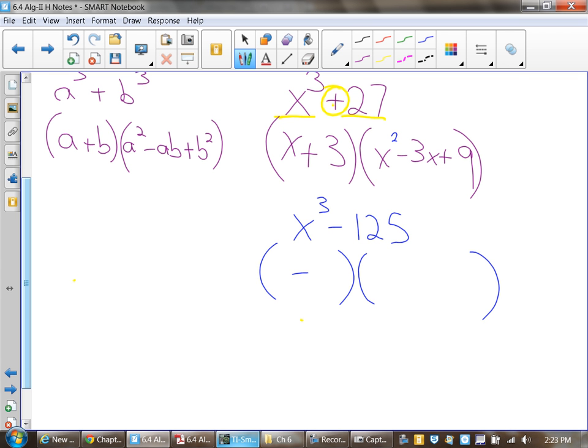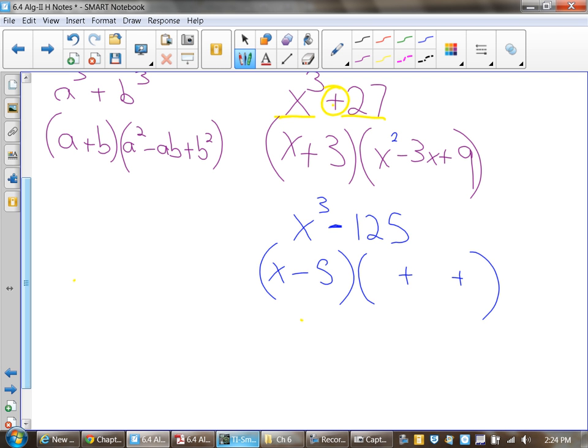So again, since I have a difference of cubes now, in my binomial part, I keep the sign. What's the cube root of x cubed? Cube root of 125. My trinomial will have 3 parts, but it's going to have 2 signs. Well, I started with a negative. What's my next sign going to be? Positive. And here's the kicker. The last term is always positive. Okay? The last term will always be positive.